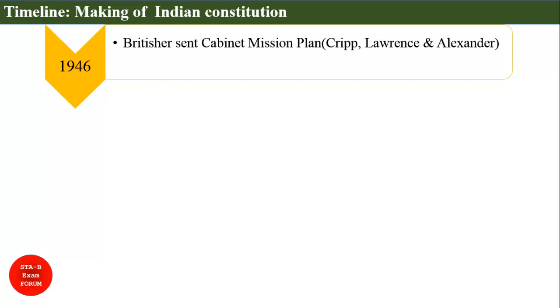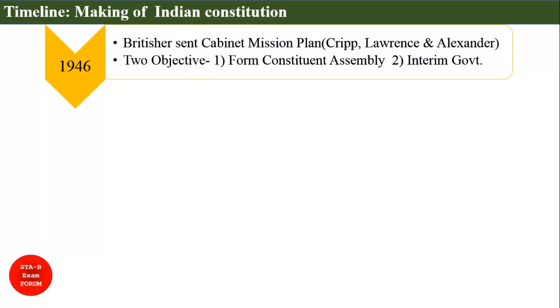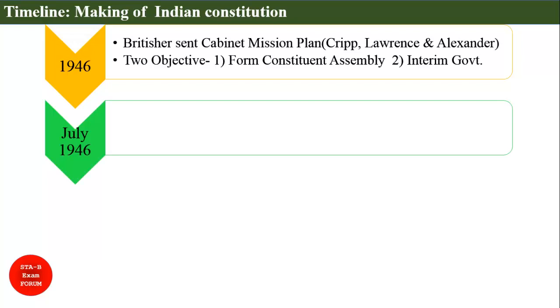The Cabinet Mission Plan was sent by the Britishers, and their objective was to form the Constituent Assembly and to form the interim government. These are the two objectives that the Cabinet Mission Plan had. First is the Constituent Assembly formation, and second is the interim government formation. So in July 1946, what happened? Elections for the members of the Constituent Assembly were held. I will not go through how many members and all those things, as those are not important from the exam perspective.